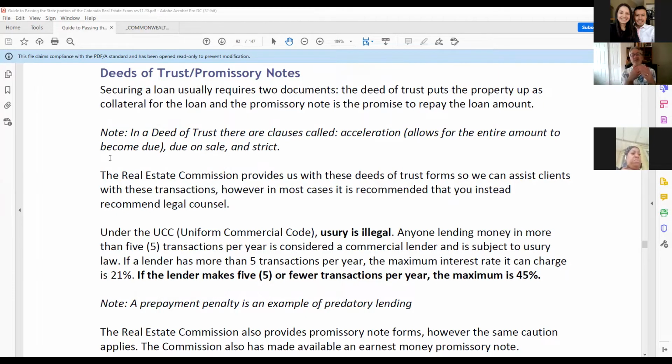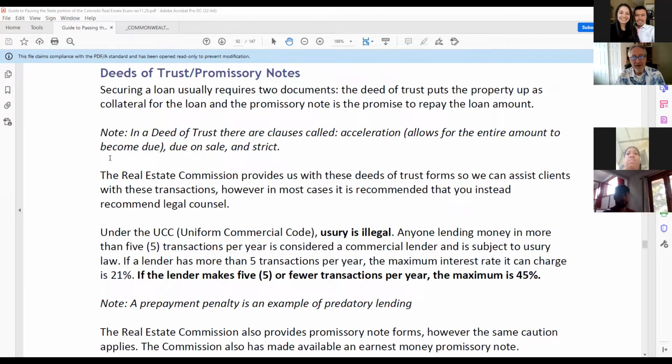Okay, here's some crossover, folks, from the national portion of the exam to the state portion. They do talk about usury in the national portion, and what they refer to is that each state has a maximum interest rate that lenders are allowed to charge, and that's usury. Now you're going to learn what it is in Colorado, because that's where your question could come from. We know that usury is illegal. That's to charge an interest rate in excess of what the state will allow.